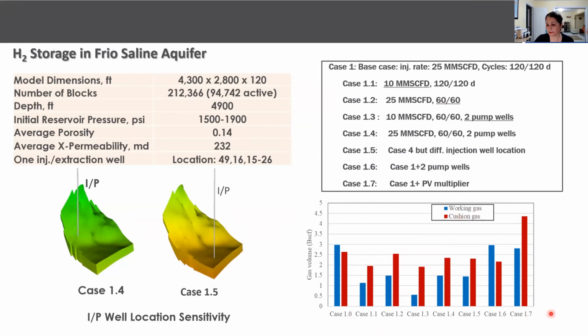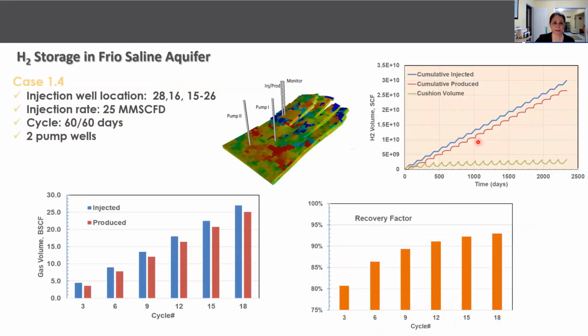So for all the cases that we ran, the blue is the working gas and the red is the cushion gas. You see quite a bit of variation depending on your sensitivities and the number of wells and so on. And then this is the actual model. And we moved the injector from the location where CO2 was injected because it seemed like it makes more sense for hydrogen injection due to its lower density and lower viscosity. So it's more mobile than CO2.